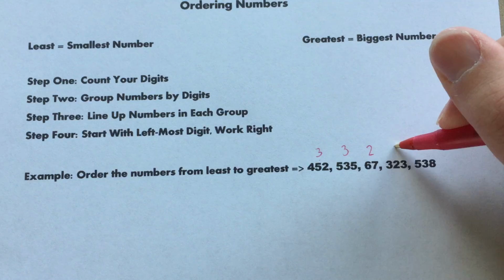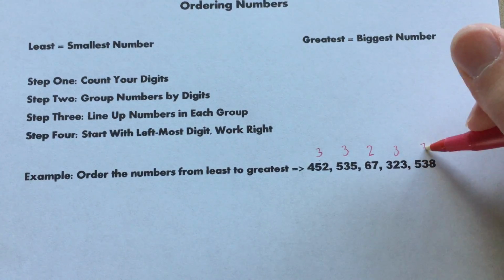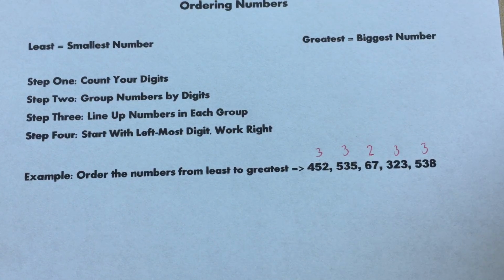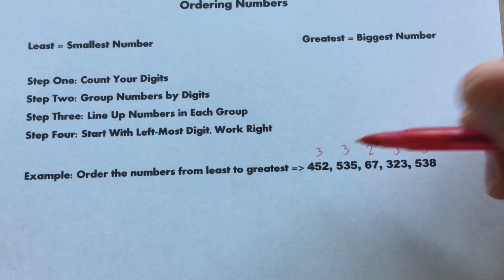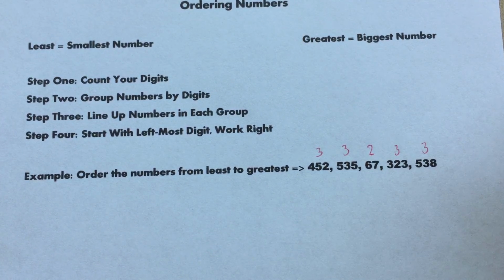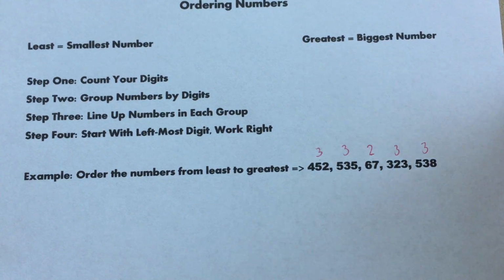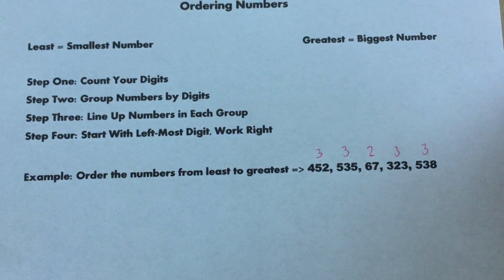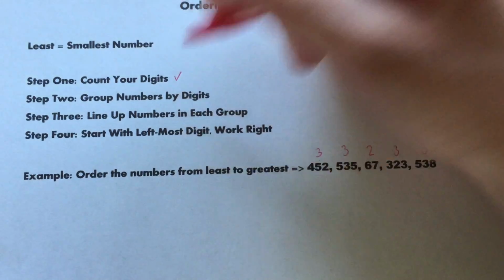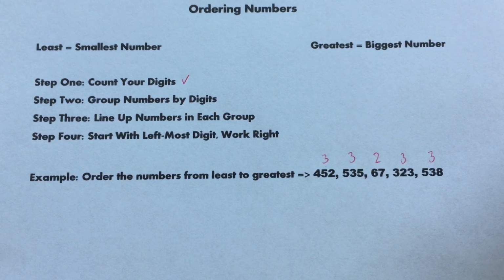323 has 3 digits. 538 has 1, 2, 3 as well. So 4 of our 5 numbers have 3 digits: 452, 535, 323, and 538. And only one has 2, 67. Okay? So we have counted our digits. Step one, check. Step two, I want you to group the numbers by their number of digits.